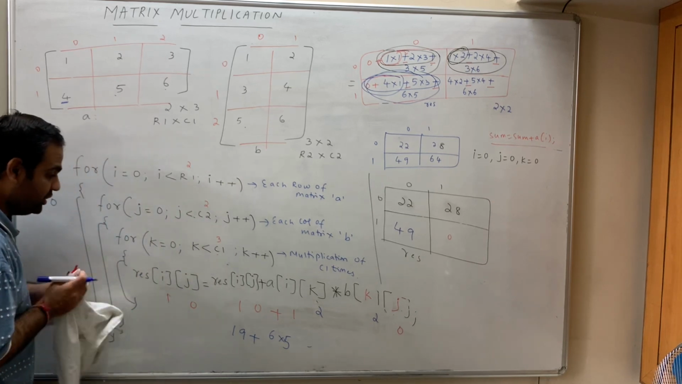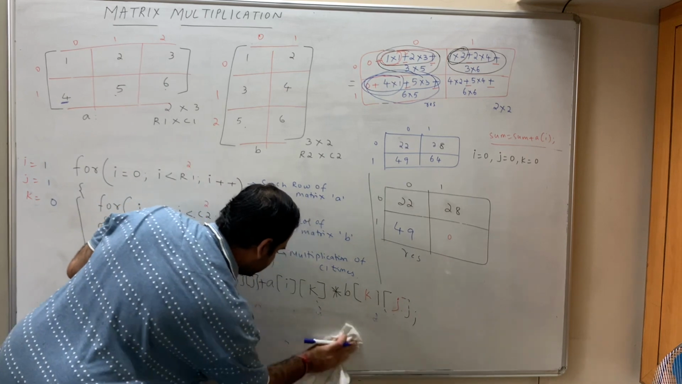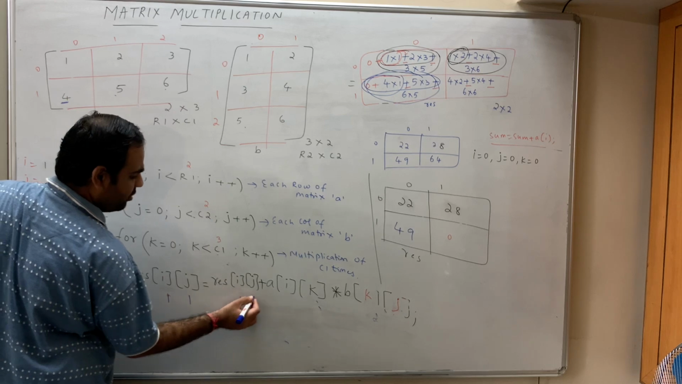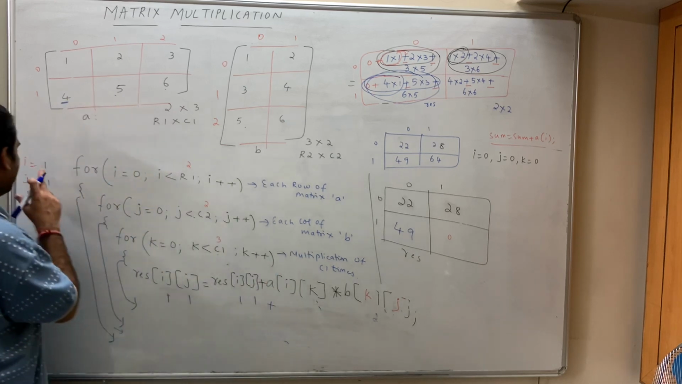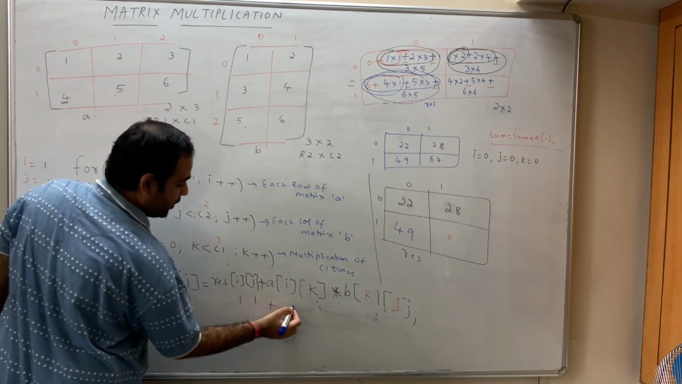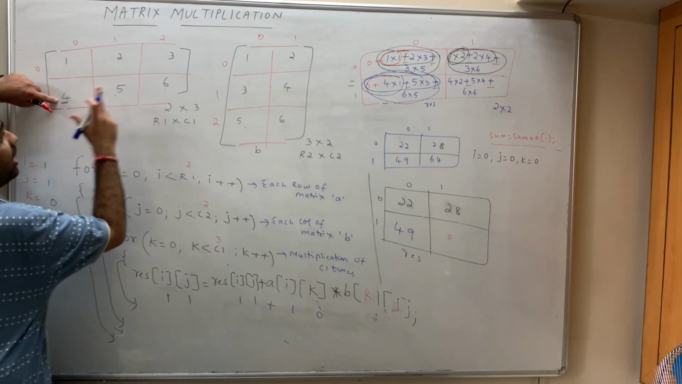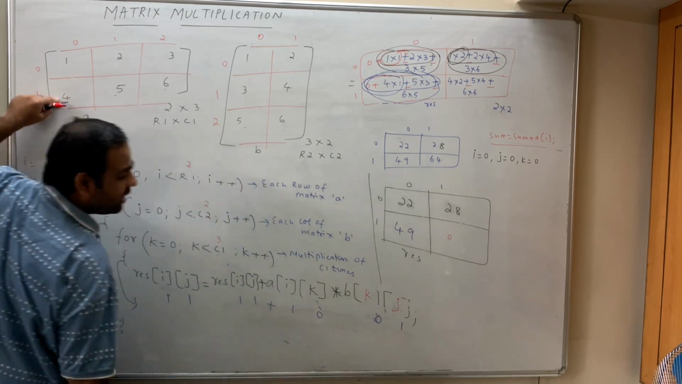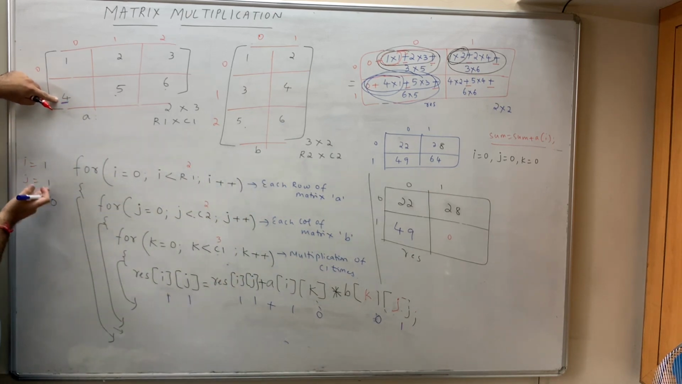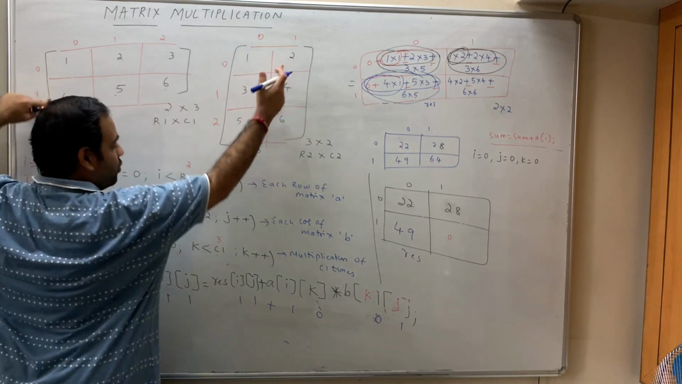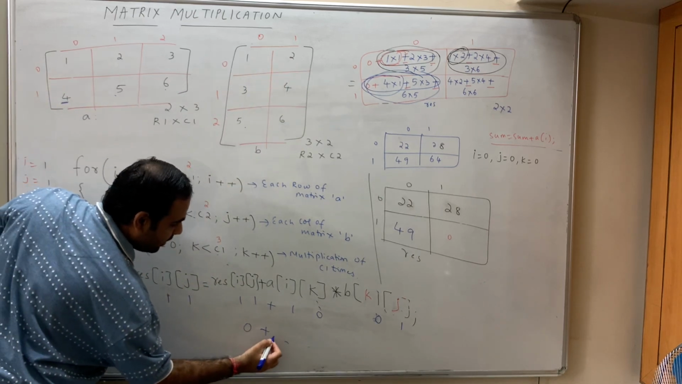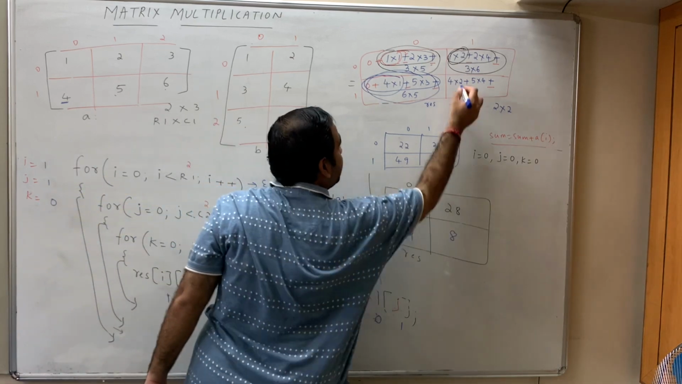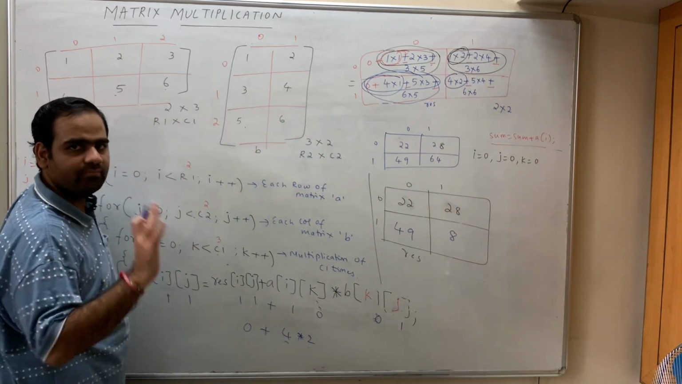starts from 0. Now if the value of k starts from 0, what will happen? See here, the value of i is 1, j is 1, plus a of i is 1, k is 0, 1, 0. Now what is 1, 0? This is 4. I have to multiply it with 0, 1. Now the value of k is 0 and the value of j is 1. Now you say 4 into 2 is 8. Result of 1, 1 is 0 plus 4 into 2, which is 8. This is 8 and you got this value.